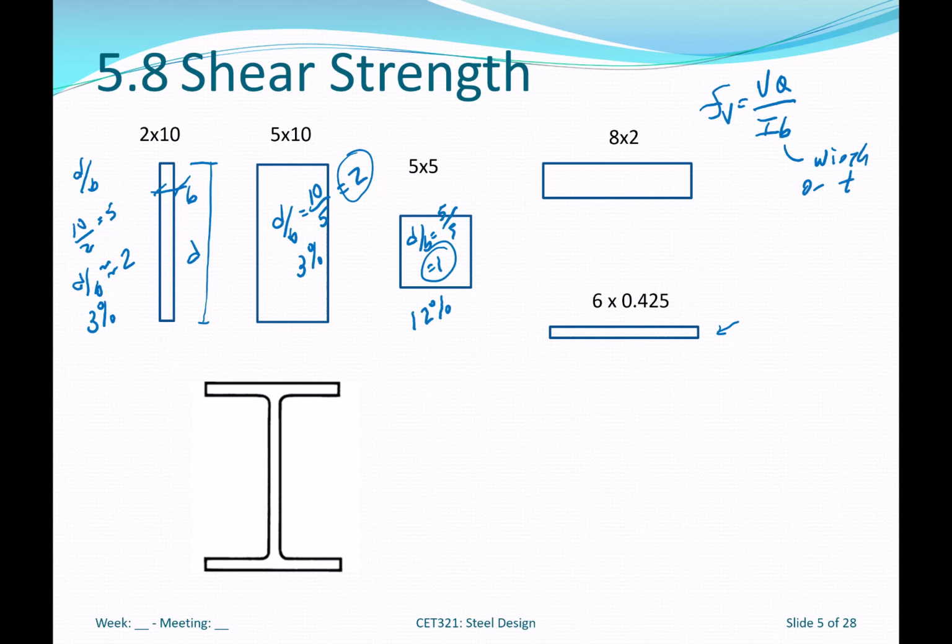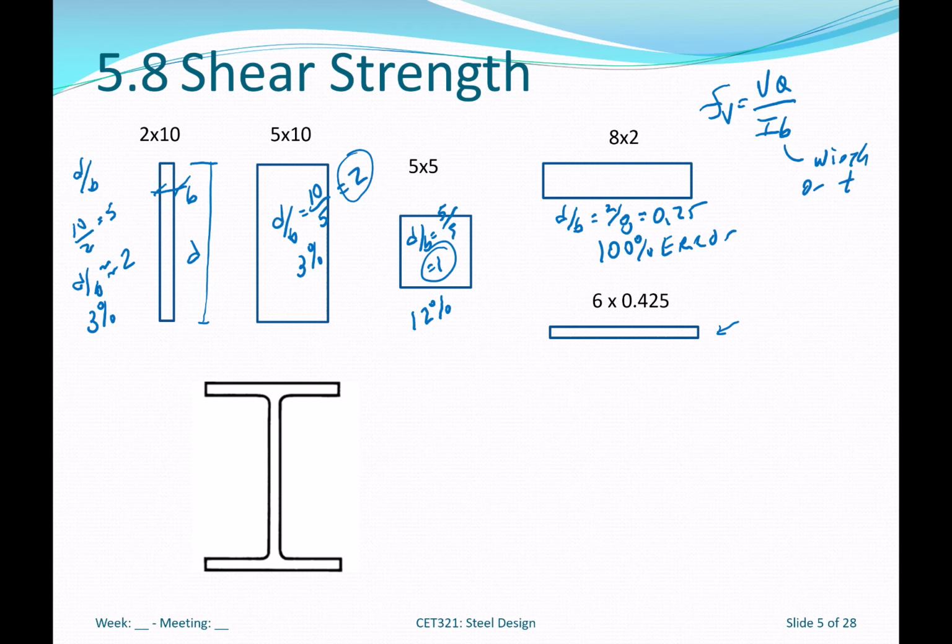And if I do a D over B of this, again, D being 2, B being 8, that's a quarter. A D to B ratio of a quarter showed a 100% error.